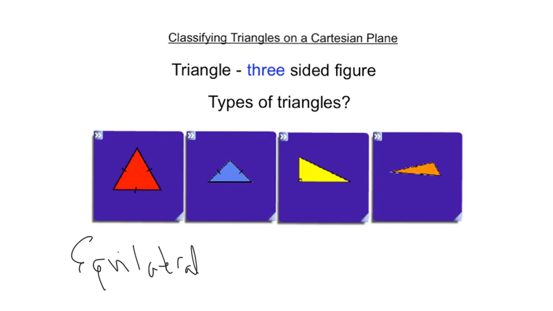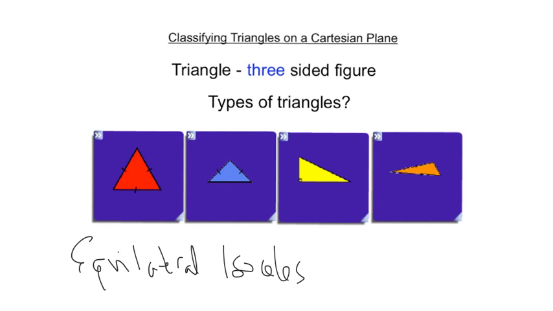Okay, in the second triangle, the blue triangle, we have two sides with that little dash, indicating that only two of the sides are the same length. That triangle is known as isosceles. And I never seem to be able to spell this properly. Isosceles, I think that's right.